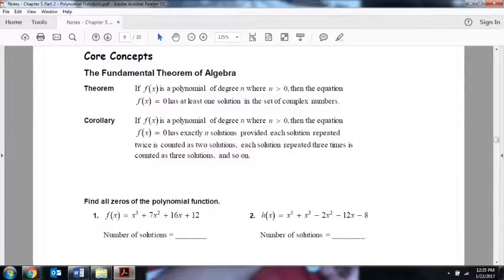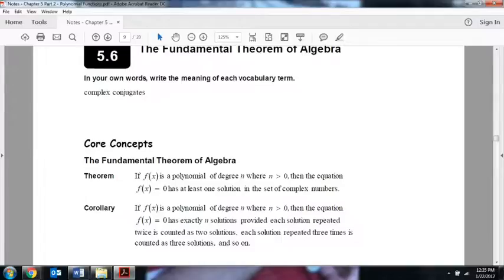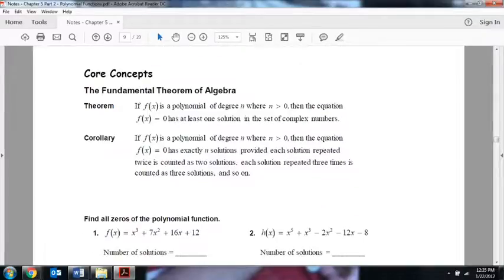Alright, this is section 5.6, I believe. Let me see real quick. It's 5.6, and we're talking about the fundamental theorem of algebra. Basically, if you read all this, I vaguely understand what all that means. But here's the rundown. Here's the layman's version.